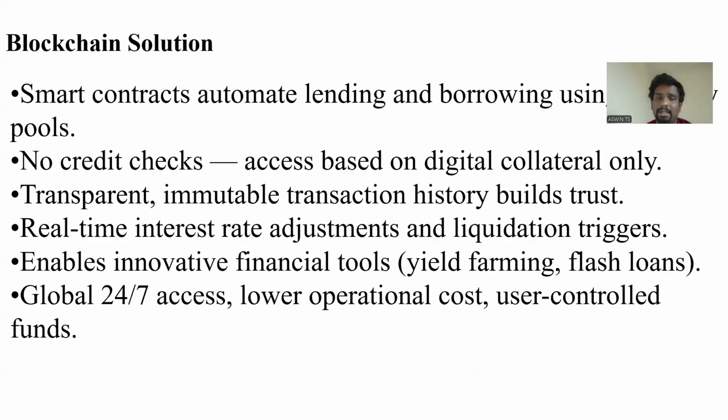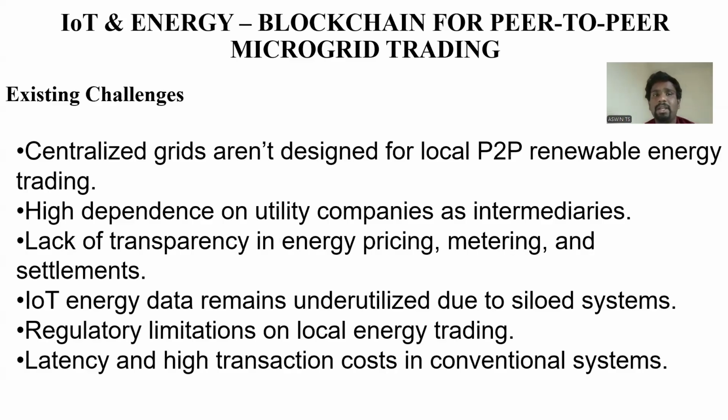Next, we will move to the third sector. The third sector is IoT and energy, like how blockchain is used for peer-to-peer microgrid trading. Here we can see the existing challenges. IoT means Internet of Things. Traditional electricity grids were designed for one-way power flow from large power plants to the consumers. They are not built for peer-to-peer renewable energy trading between local users.